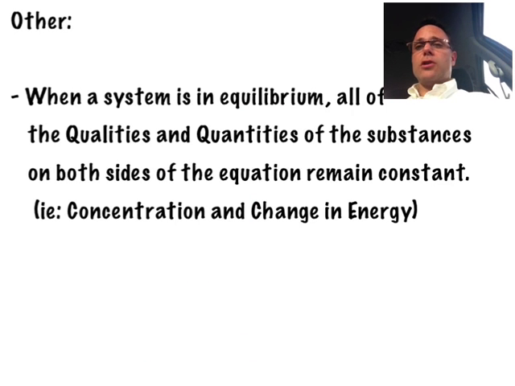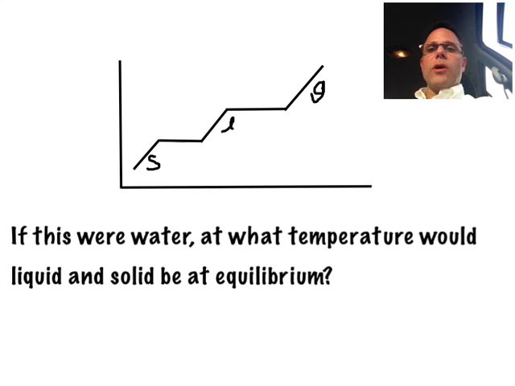Okay, now here's another consideration. When a system is in equilibrium, all of the qualities and quantities of the substances on both sides of the equation remain constant. For instance, concentration and change in energy remain constant. If we're talking about phase equilibrium, the amount of the substance becoming a gas equals that of what becomes the liquid. So the concentrations remain constant. Keep that in mind.